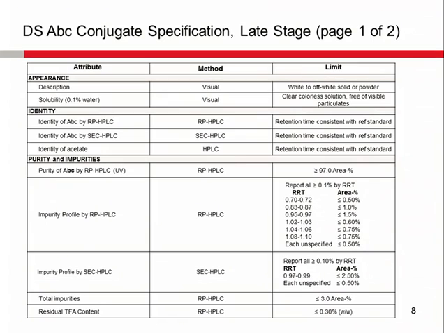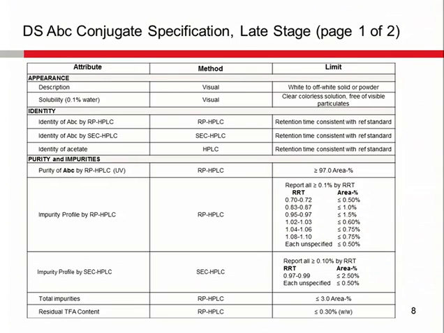Here's what something in a late stage may look like. You can see why I've sort of morphed it here a little bit. I've added a second identity test. I added the identity of acetate. And you have to realize some of these identity of acetate and acetate level, you'll see on the next slide, it's the same test. That's not hard to do.